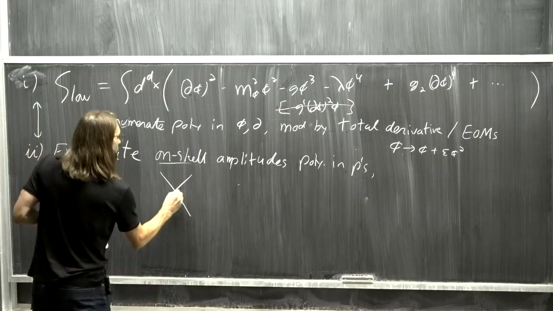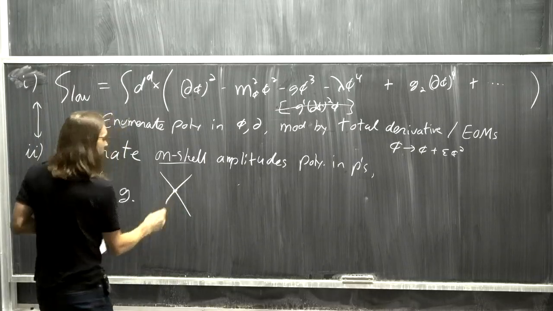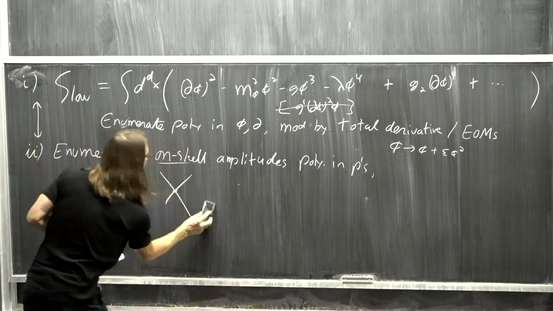Then you ask, what are the contact interactions I can write at 4 points? Let me actually write down the full 4-point function.